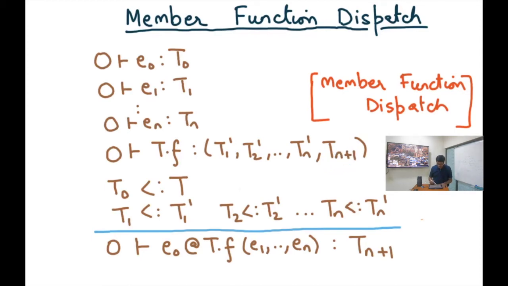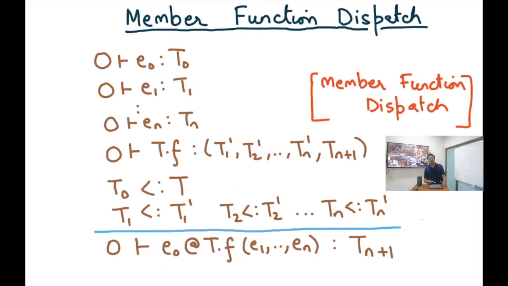It's going to look very similar, but apart from E1 through En, which we had last time, I also introduced an expression called E0, and that E0 forms the expression object on which f is being invoked.